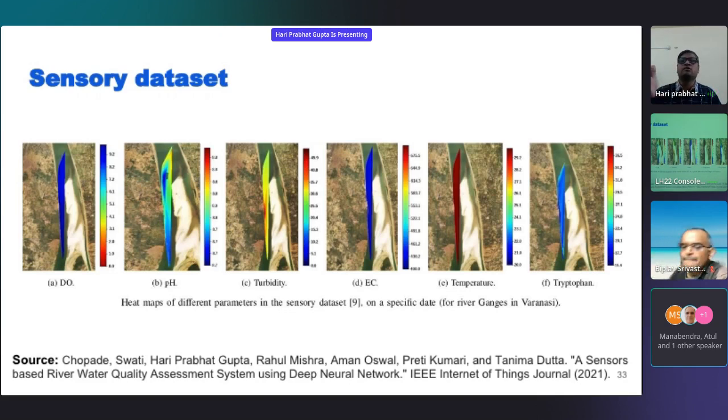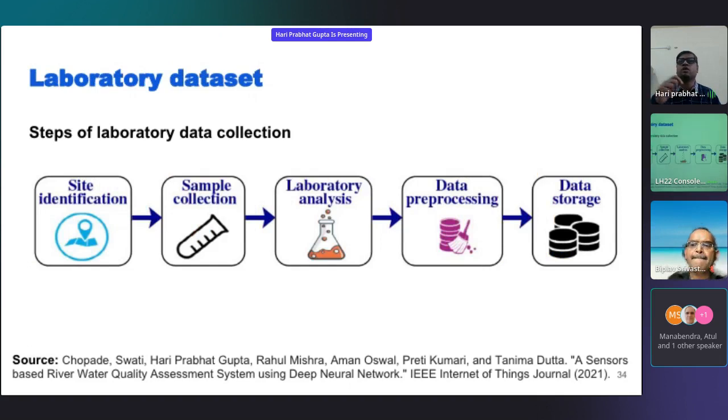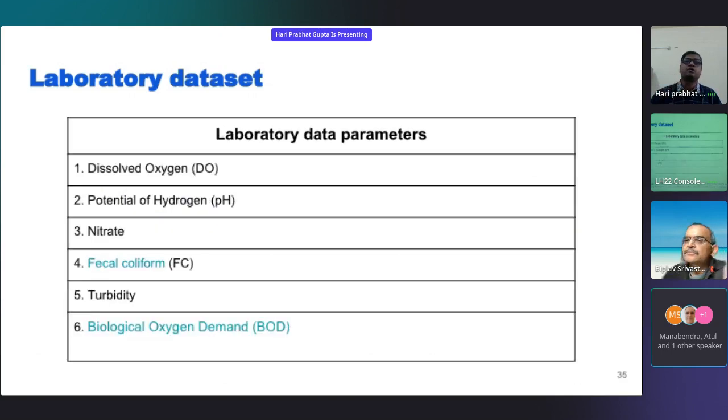That is, an entire data set is available. Now we go to the lab data, collect the data on the site, then send it to the laboratory for pre-processing and storage. The unique thing here is that if you collect only the sensory data, we are not able to find out some parameters which are only possible with the help of the laboratory data.